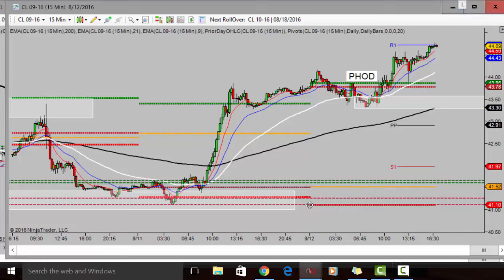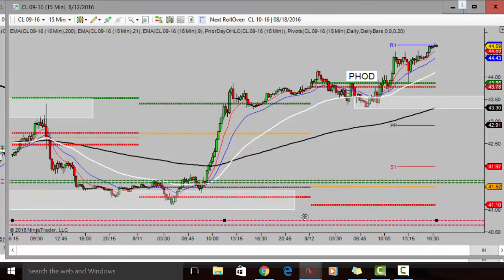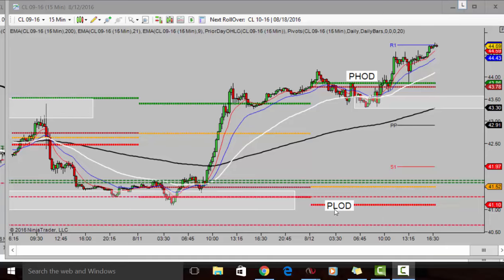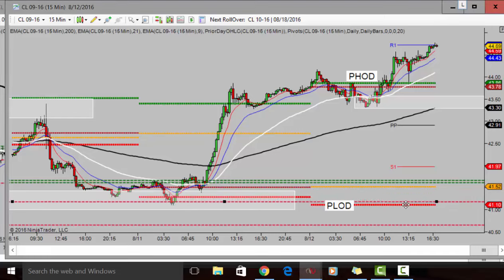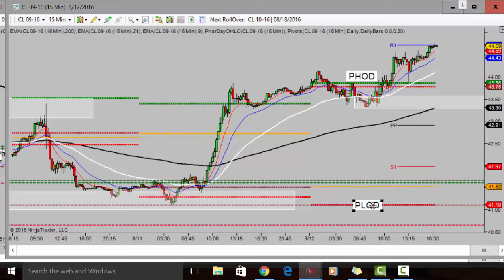And if you look down here, move some of these lines out of the way. The red lines are previous low of day, and we abbreviate that PLOD. And what that means is that this is the representative price of the lowest price of the previous day. So as you can see right here, at 41.10, that is the lowest point of the previous day. All right, that's important.